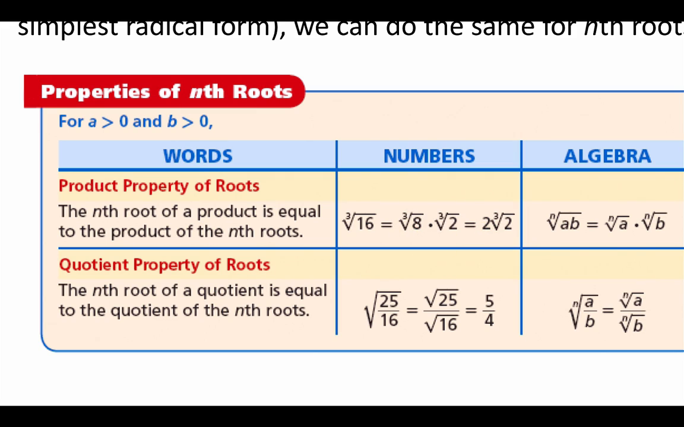For the quotient property of roots, when you're taking any root of a fraction or a quotient, you can take the roots of the numerator and denominator separately. So this one happens to be a square root of 25 over 16, so we can take the square root of 25 and the square root of 16 separately, giving us 5 over 4.